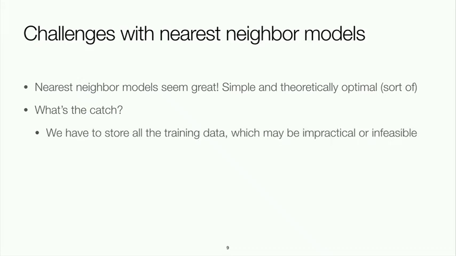We have to store all the training data, right? So that might be impractical or infeasible. In particular, imagine that you have some kind of deployment scenario where you have a really large computer or supercomputing server that you can use to train your model. So there you can store all your data. But what you want to do is deploy your model to everybody's cell phone or something like that. Well, there's no way they're going to be able to store all that training data. So that kind of defeats the purpose of this approach. So in a lot of practical scenarios, having to store all this training data might be super impractical or super infeasible, okay?